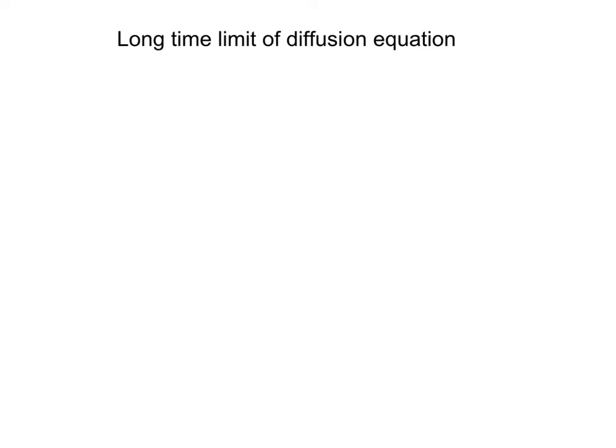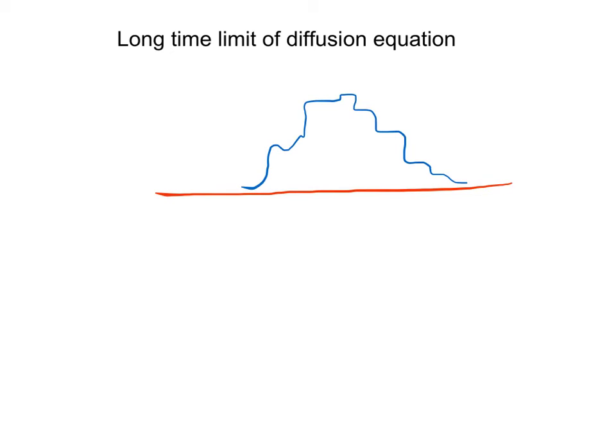I want to make some comments on the long time limit of solutions to the diffusion equation in order to help you a little bit with a question on the homework. So let's imagine that we have an initial condition which is given by a shape that looks something like, for example, this. So, it's just some wacky shape. And we ask you to please use this initial condition to solve the diffusion equation on the entire real line.